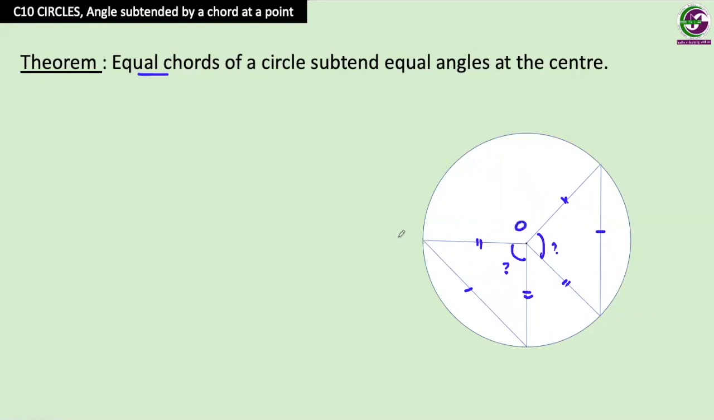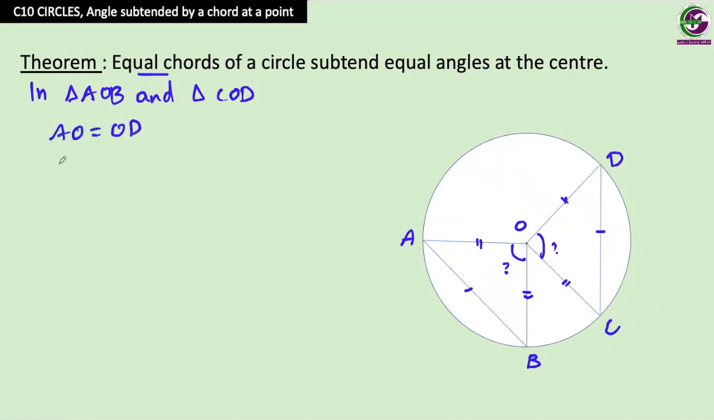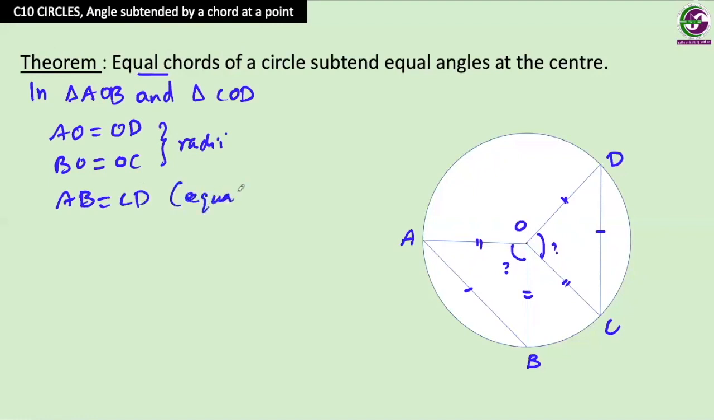So we have a triangle OAB and a triangle OCD. Let us consider the triangle AOB and triangle COD. We can see that AO is equal to OD and BO is equal to OC. They are all radii, which are all equal. And we are given that AB is equal to CD, equal chords. It's given to us. So by SSS, these two triangles are congruent.